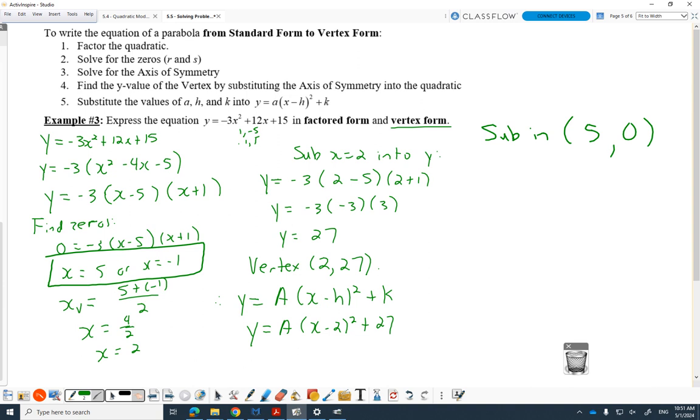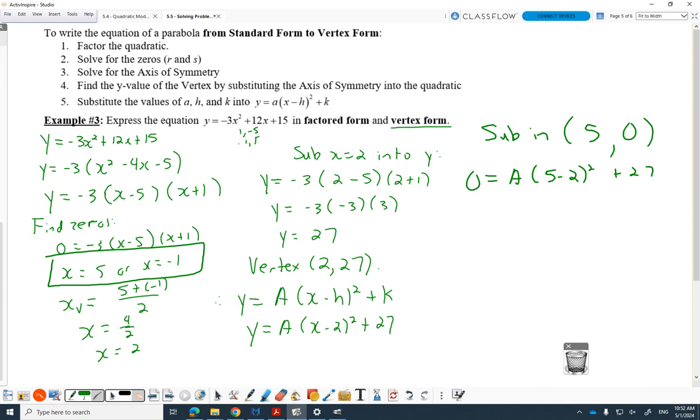If you see something else, get ready. I'm gonna solve for this, and then hopefully there's a big aha. You got the big aha? Ready? Yeah, okay, here we go. Sub in 5, 0. So I go y equals a times 5 minus 2 squared plus 27. Actually, that's a 0, isn't it? Get ready for a big O. So I subbed in 5, 0.